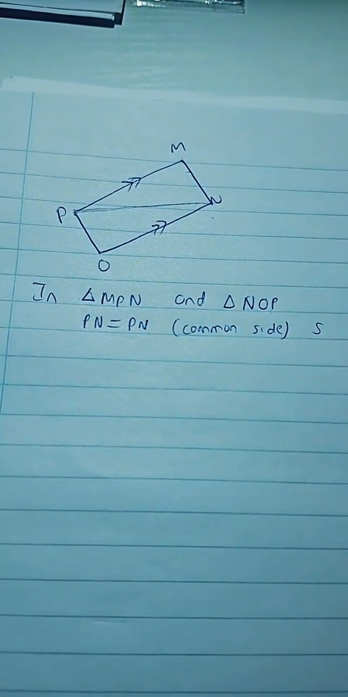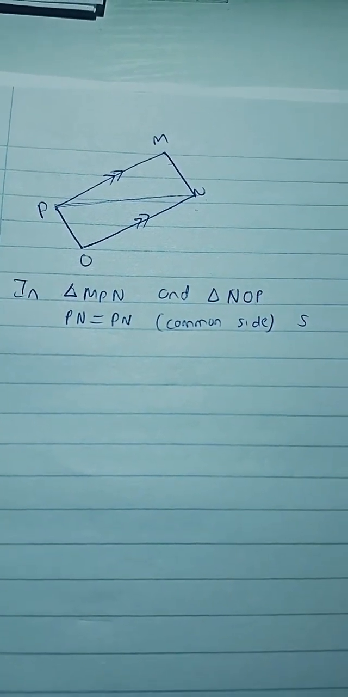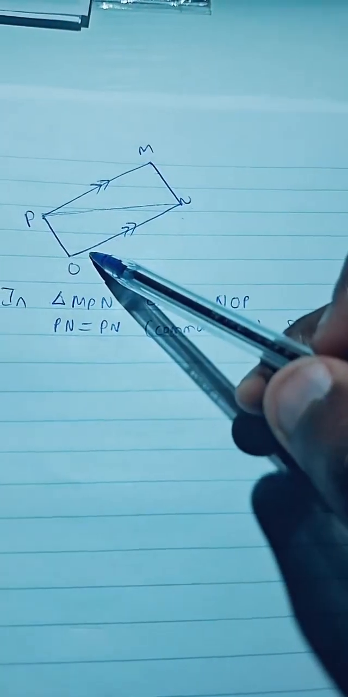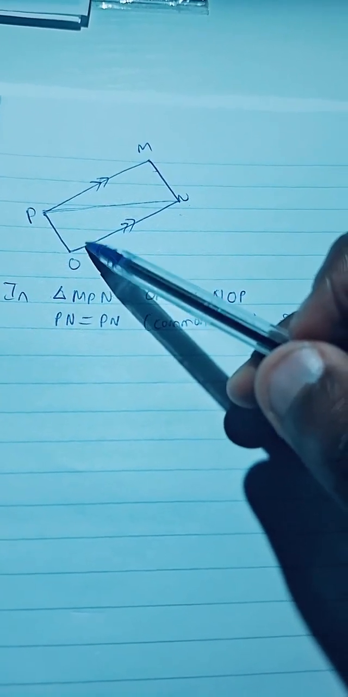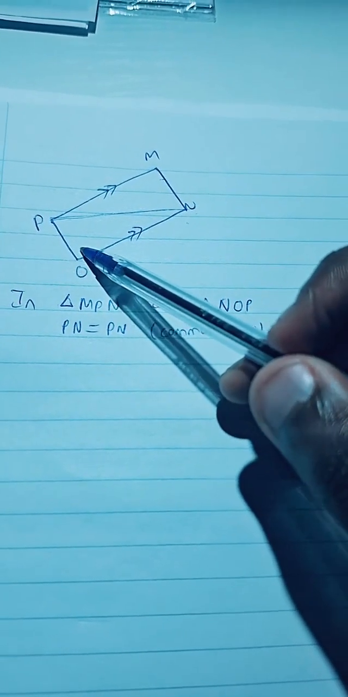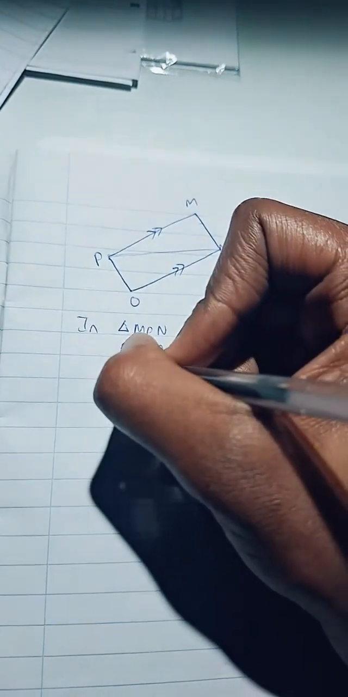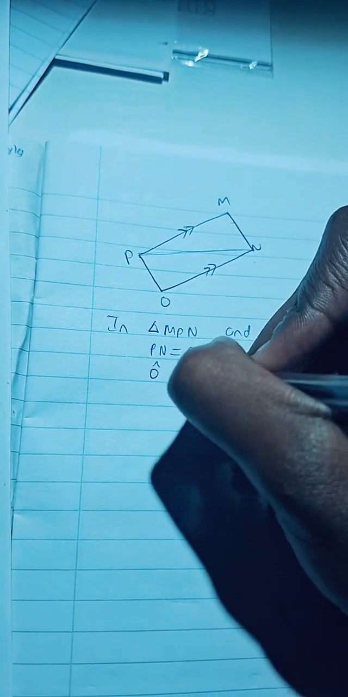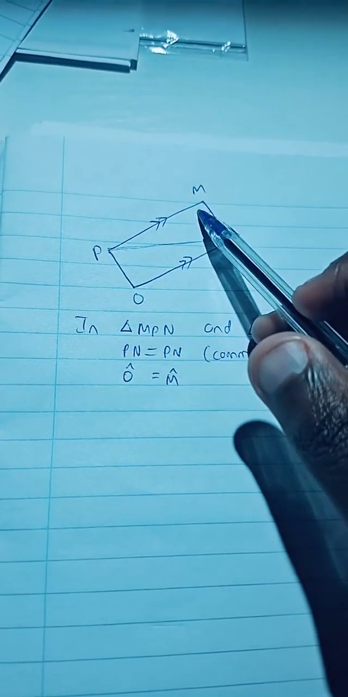Okay. Everybody in the comment section feeling the vibe, feeling the fire? I hope you are. Second statement that I can say, which is true for this particular diagram, is I can say angle O is equal to angle M. Why am I saying angle O is equal to angle M?